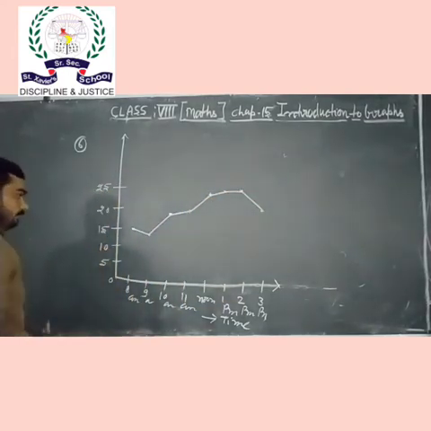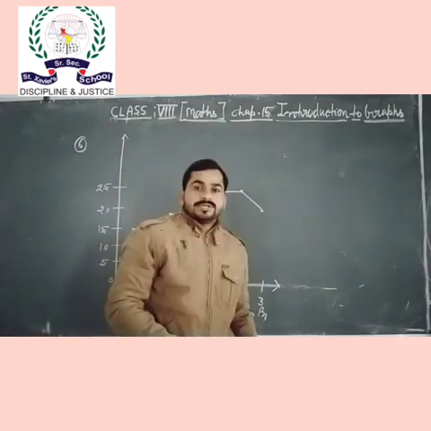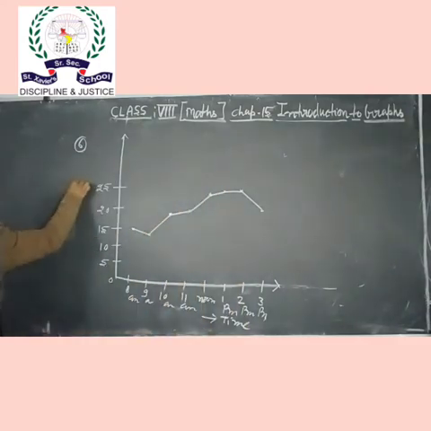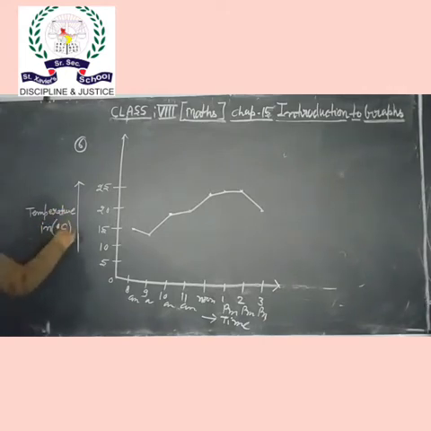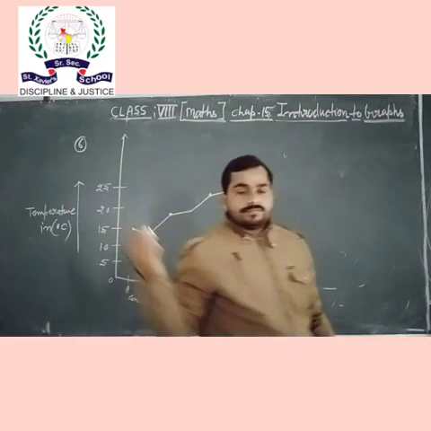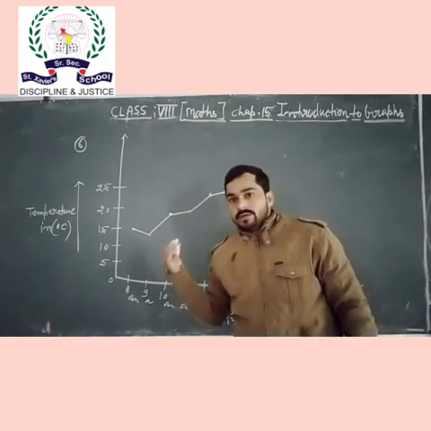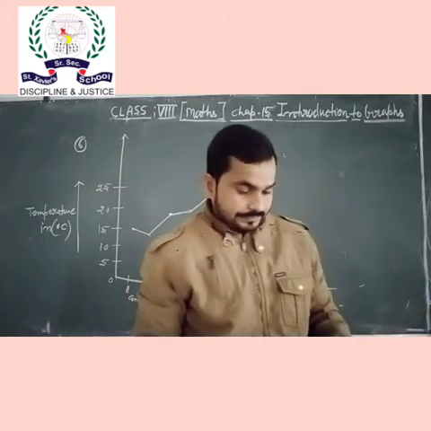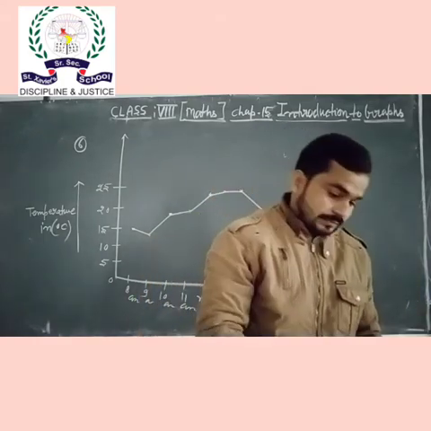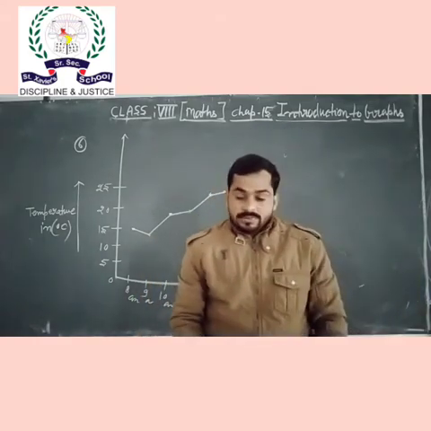This is your line graph. Show the time in the horizontal axis, and in the vertical axis, the temperature in degrees Celsius. So this is the graph for this particular information. You have the graph on the graph paper in the copy. Now question number 7.